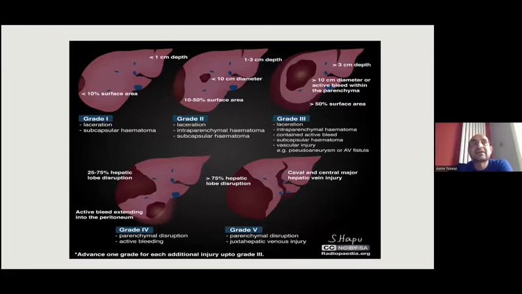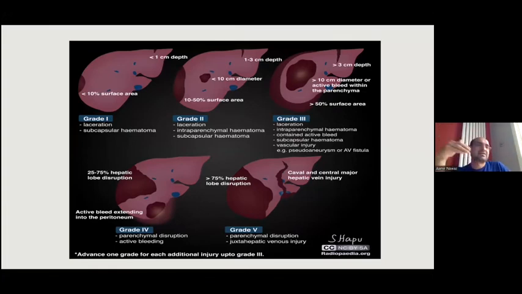The first thing as a general surgeon you have to do in any district general hospital is just to pack the patient. Even if I'm a liver transplant surgeon, if I get into this scenario, the first thing I will do is to approximate the liver and pack it in a sandwich manner and wait for the patient to get stabilized.